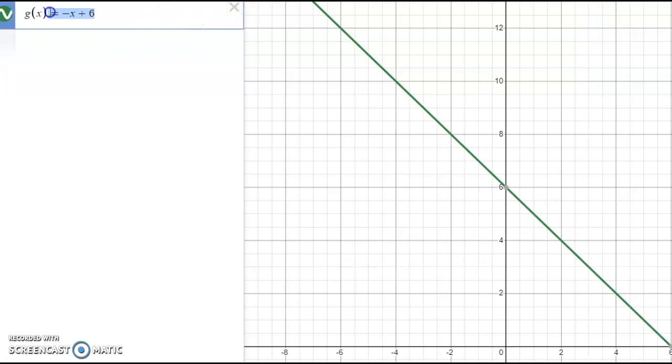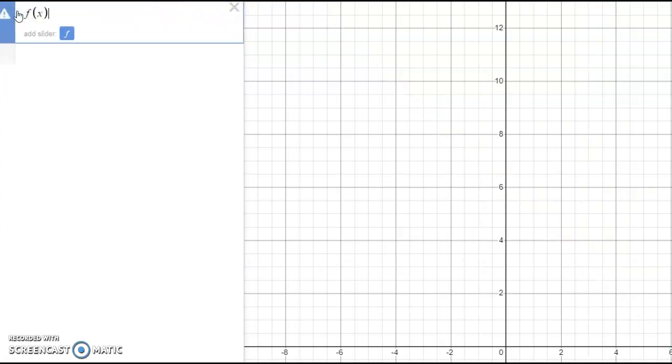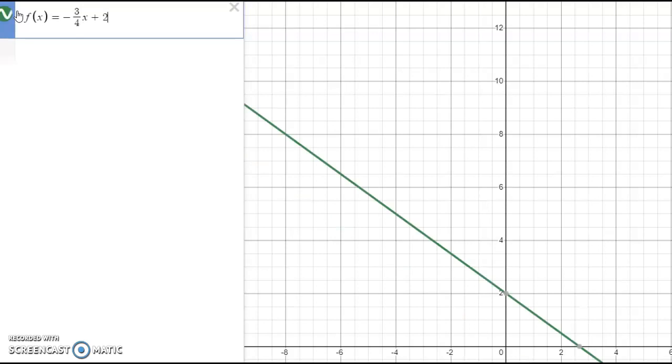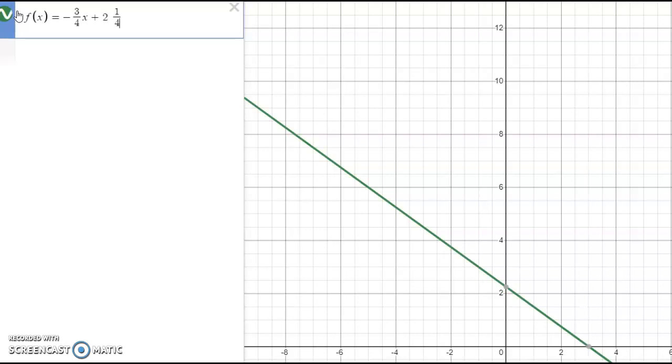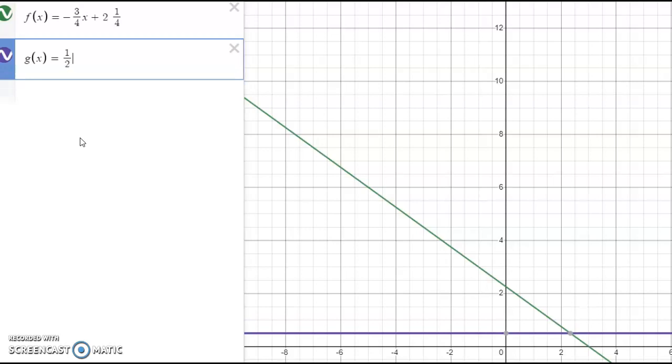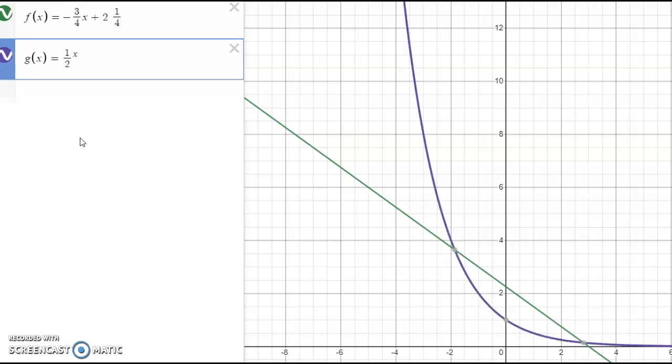Let's go ahead and exit out. All right, here's our new one. F of x equals negative 3/4 x plus 2 1/4. There's 1. Let's get the other one here. I think I had an exponential. G of x equals 1/2 raised to the power of x, and then we're adding 1.